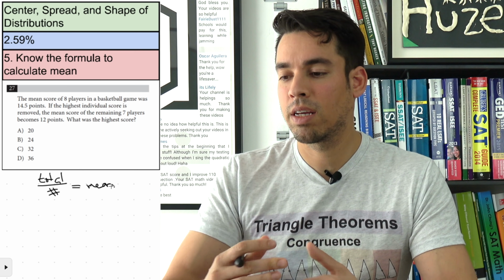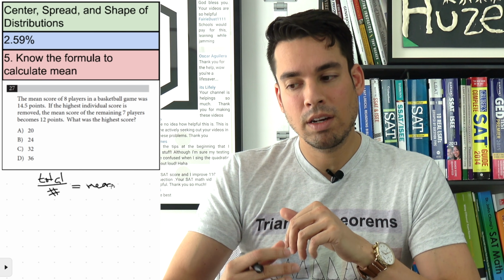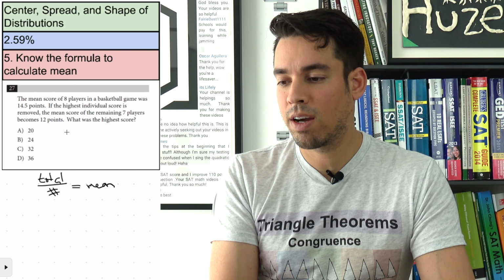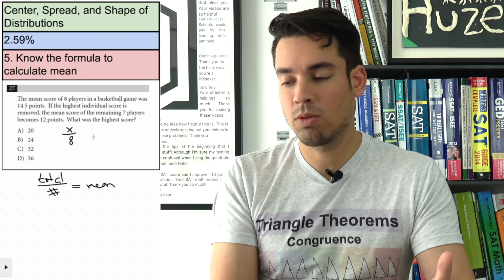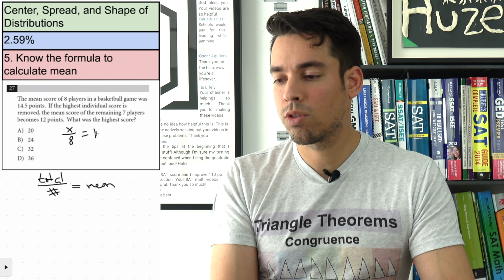So now let's put that into play. It says the mean score of 8 players in a basketball game was 14.5 points. So we don't know the total. We know that there's 8 players, and that the mean equals 14.5.